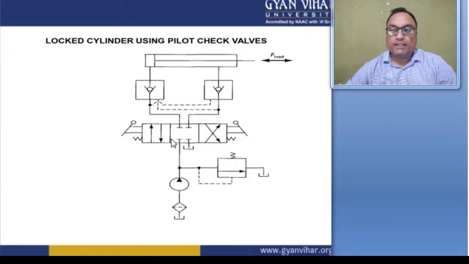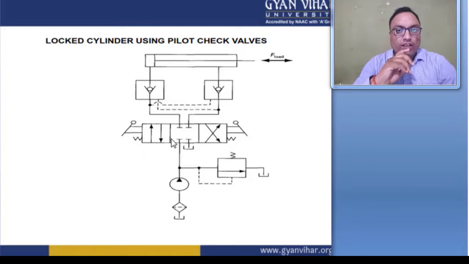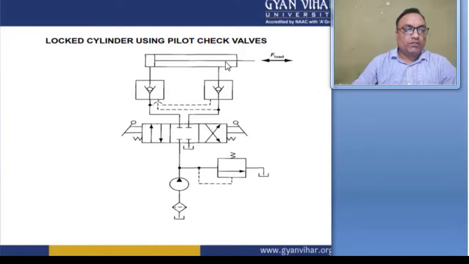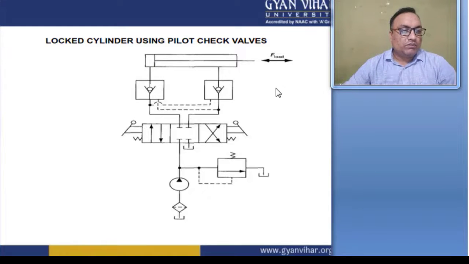But if we want to extend this piston, we move this envelope to the right hand side. If the envelope moves to the right hand side, this check valve is activated, and then it sends the flow to this part of the cylinder.